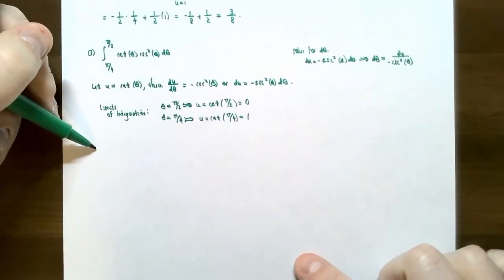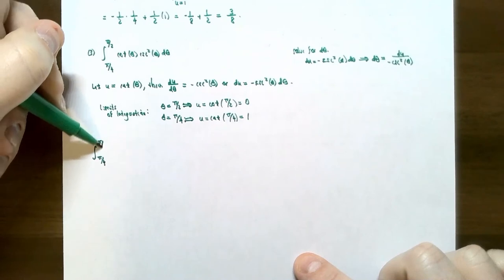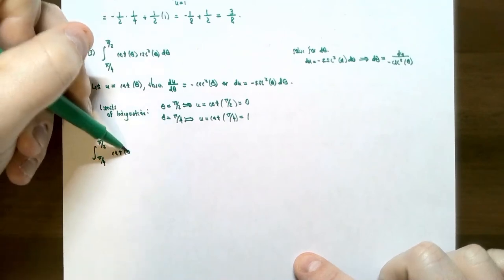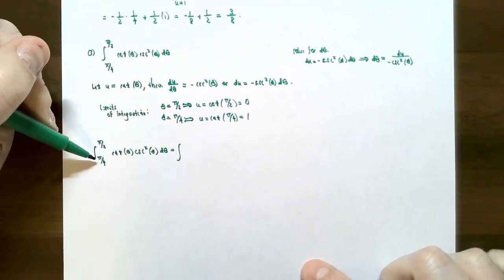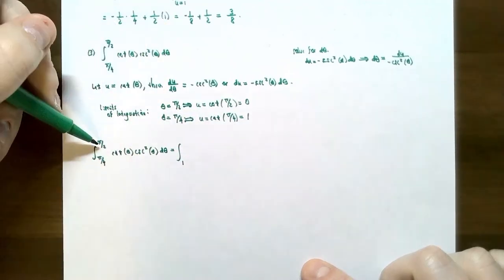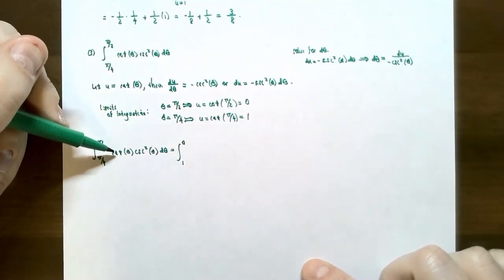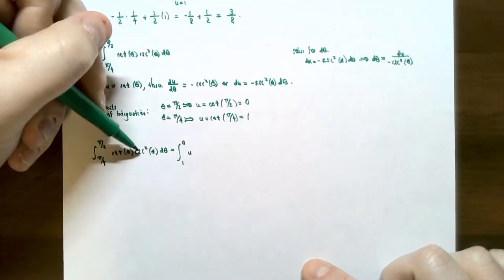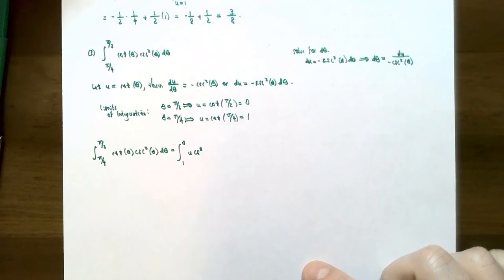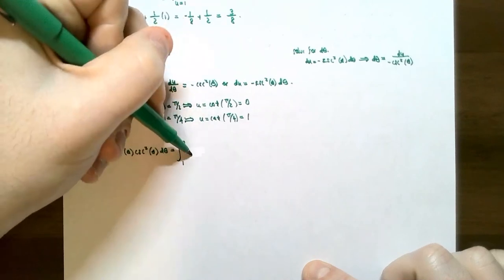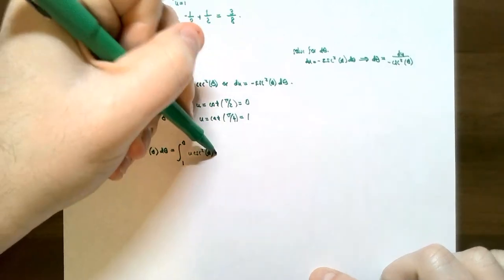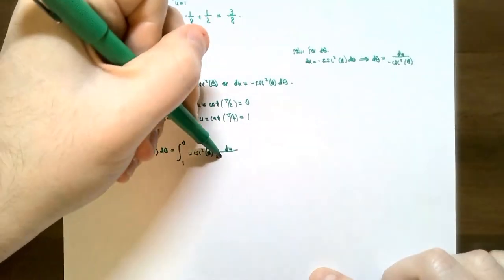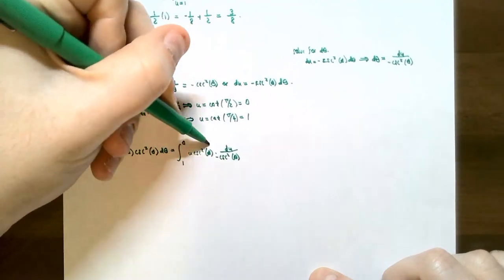So let's go back to the original integral. We have pi divided by 4 to pi divided by 2, cotangent theta, cosecant squared theta, d theta. Pi over 4 was the lower limit of integration. It's 1 now. Pi over 2 is now 0. Cotangent theta is being replaced with u. Cosecant squared is not being replaced, so it stays, but we're hopeful that it will cancel out.